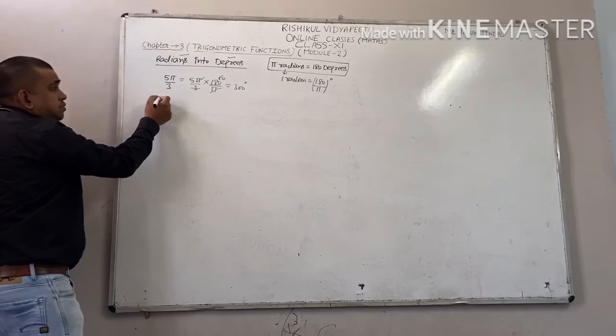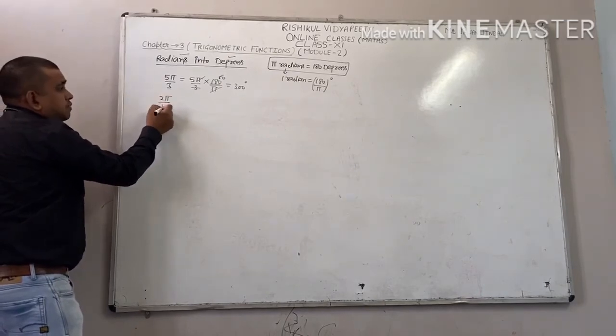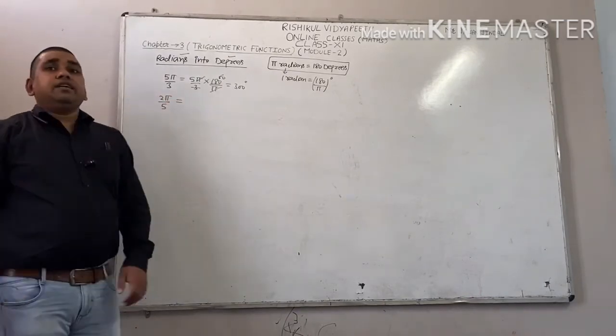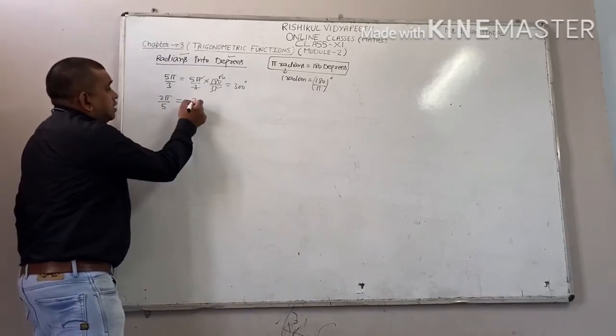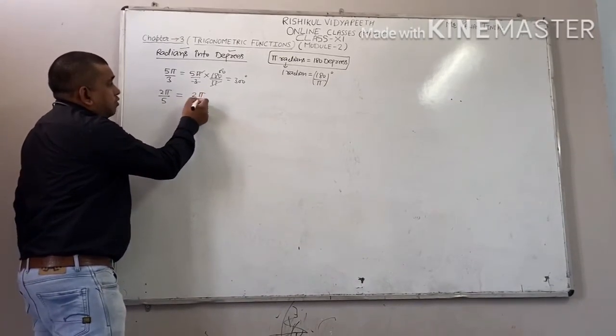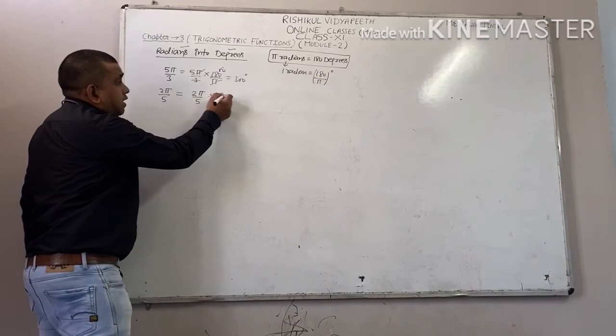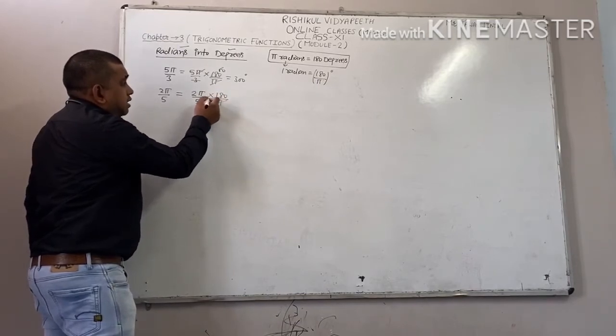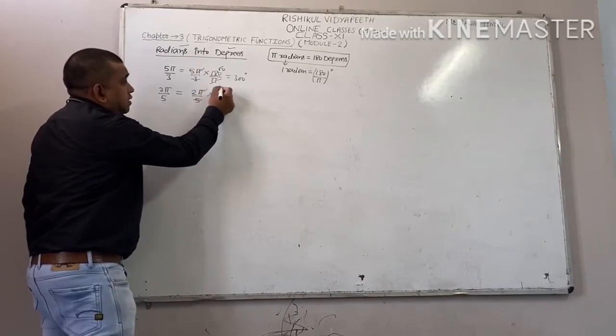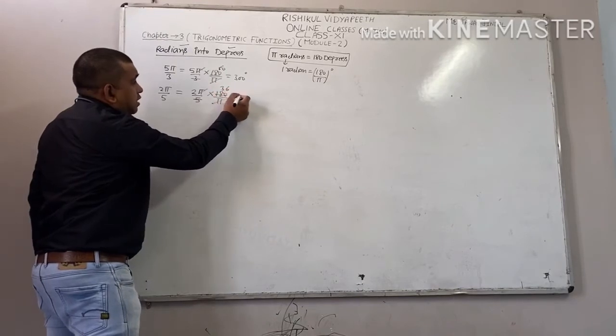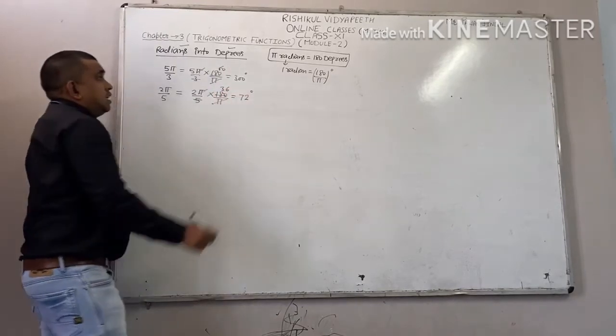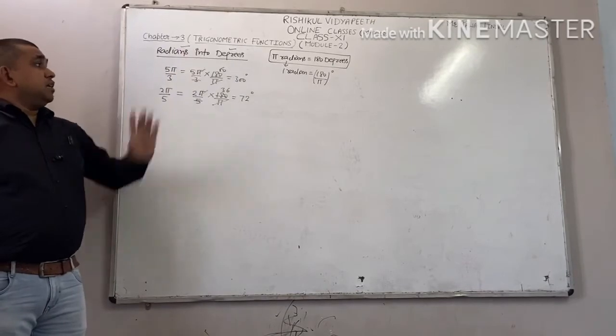Now see one more question. 2 pi by 5. I want to convert it into degrees. See, 2 pi upon 5 multiplied by 180 upon pi. This pi cancels out. 5 3 is 15, 5 6 is 30... answer is here 72 degrees. In this way you can convert radian into degrees.